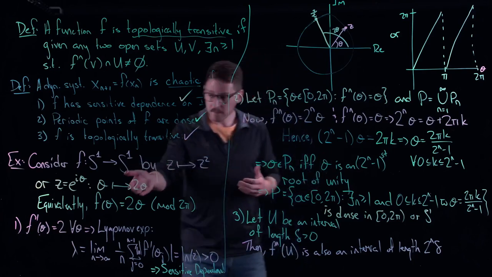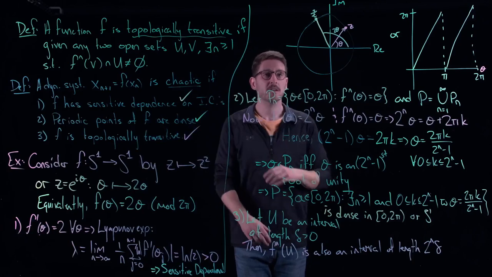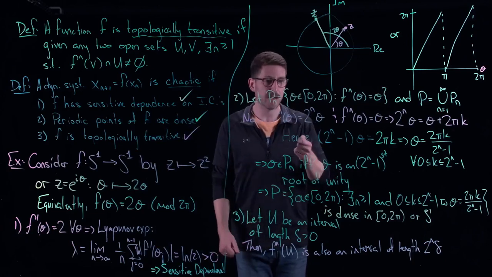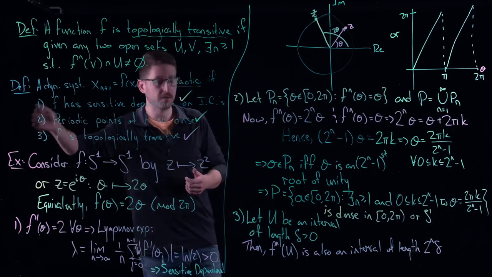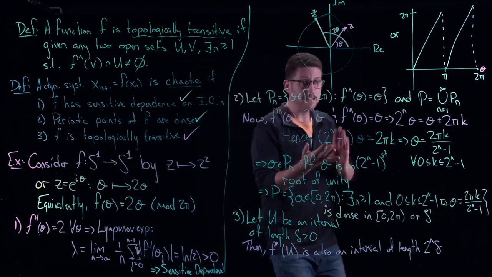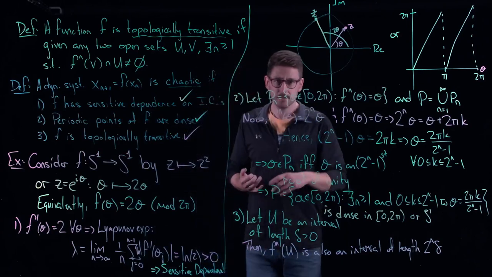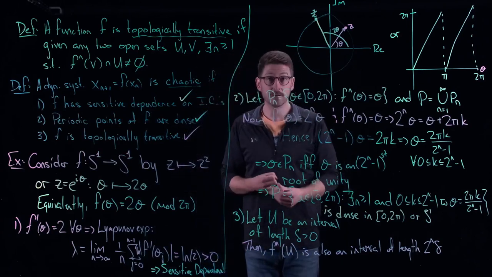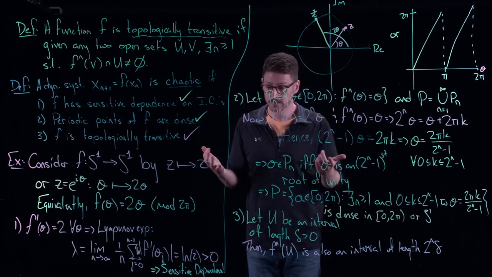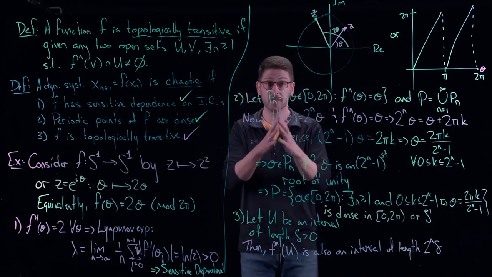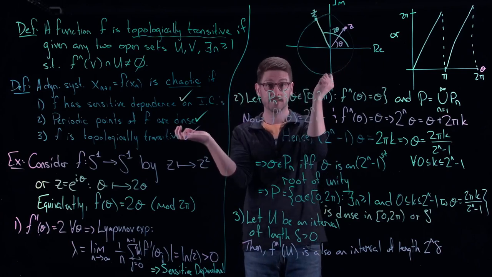That is an extremely simple looking map where you're just sort of doubling the angle each time you apply this mapping here. It turns out to be chaotic by the definition of Devaney, by these properties, right? It has sensitive dependence on initial conditions as measured by the Lyapunov exponent. It has dense periodic points in the interval 0 to 2 pi, or on the circle S1. It's also topologically transitive, and that just comes from the fact that it's massively expanding.